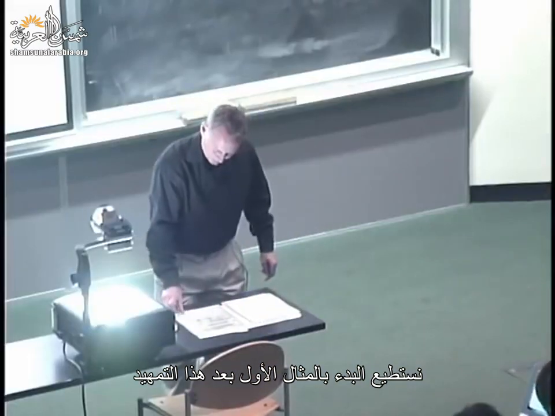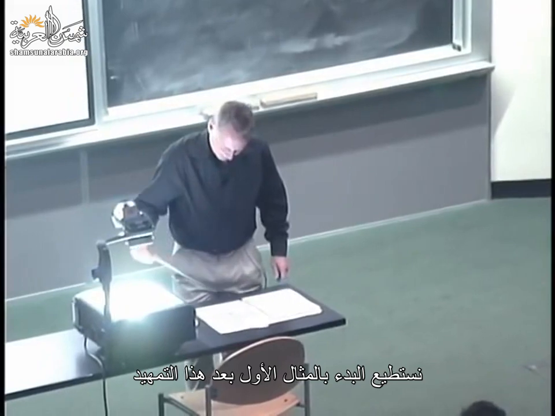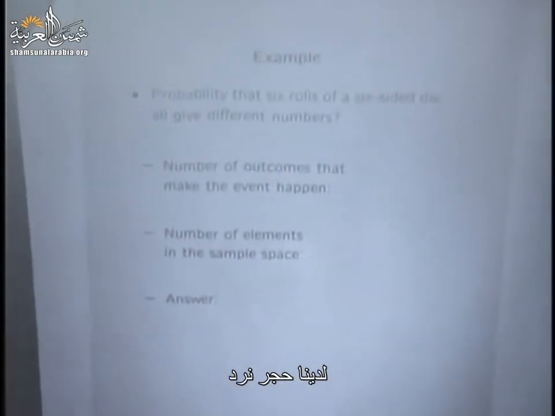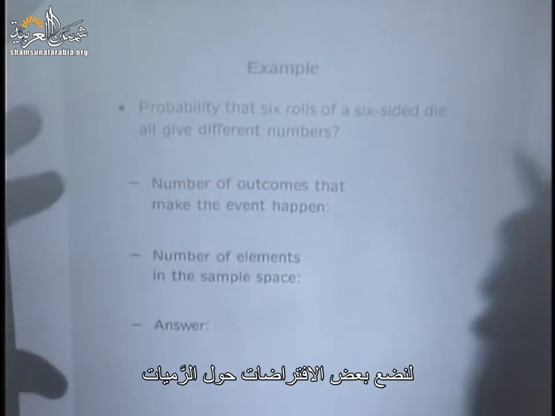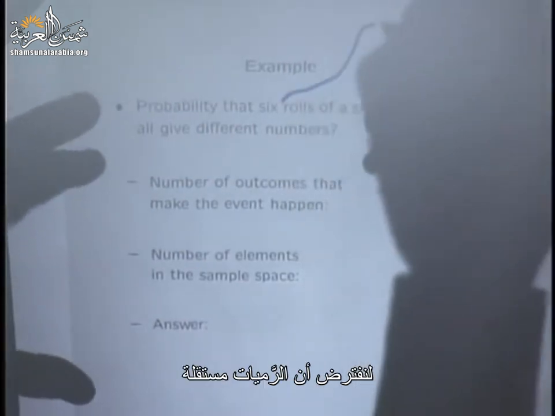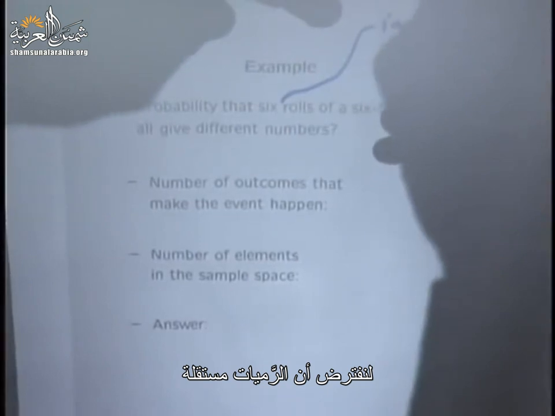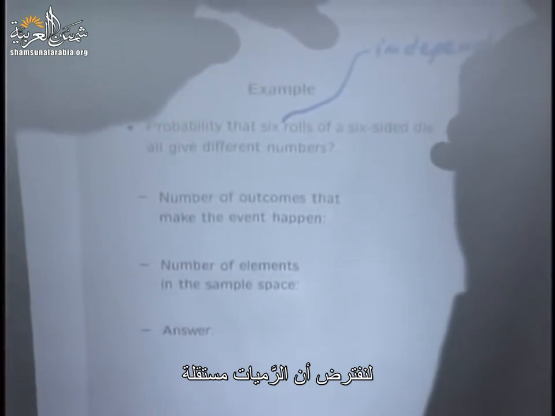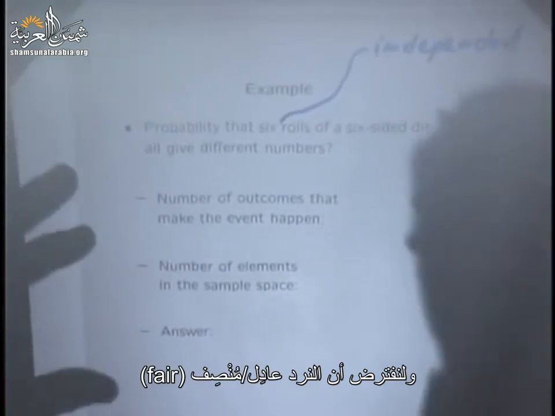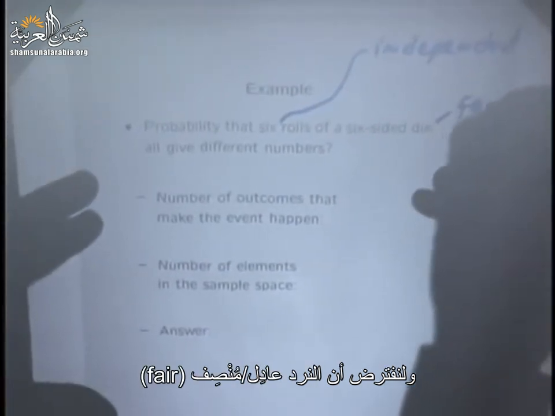Okay, so having gone so far, we can do our first example now. So we are given a die, and we're going to roll it 6 times. Okay, let's make some assumptions about the rolls. Let's assume that the rolls are independent. And that the die is also fair.